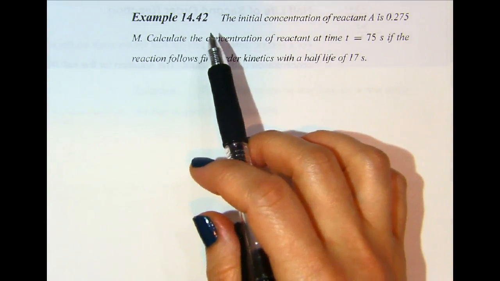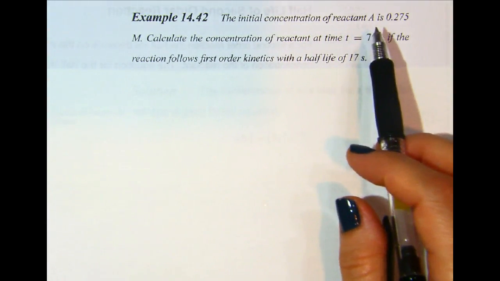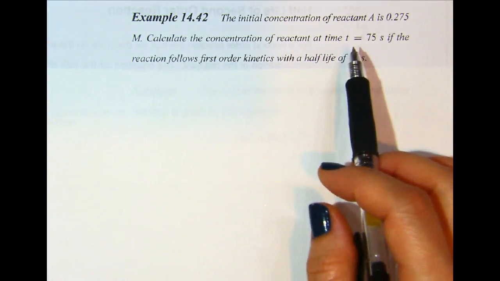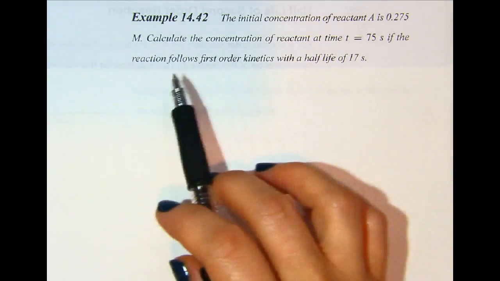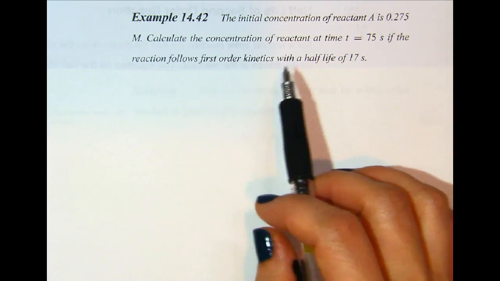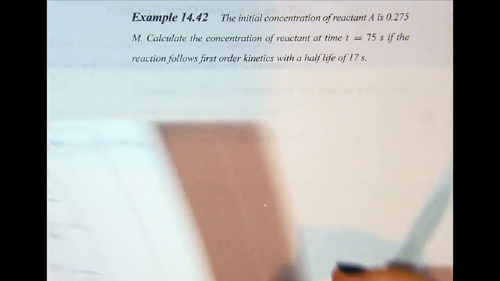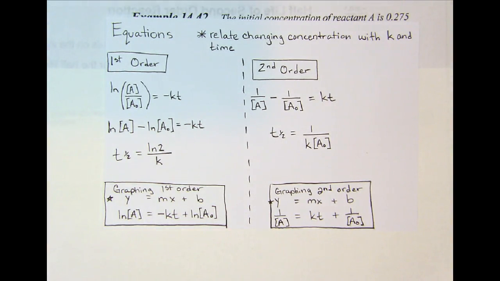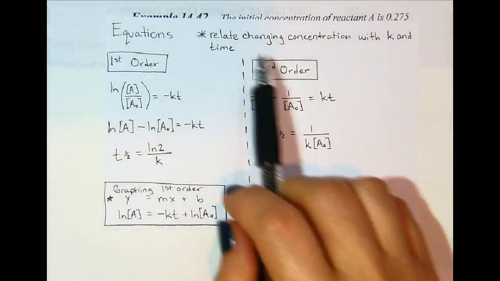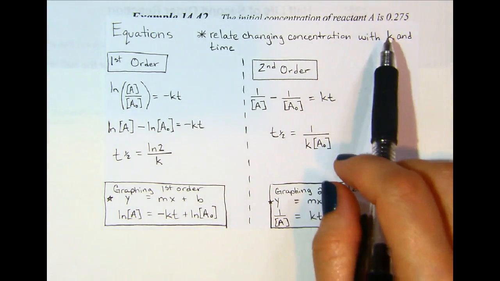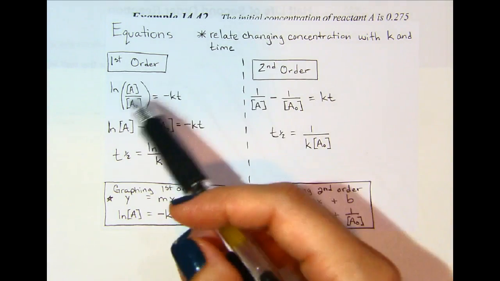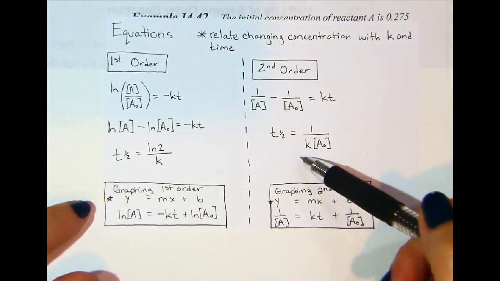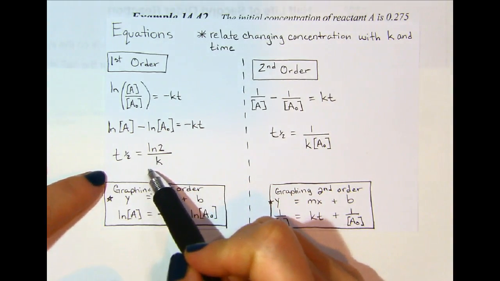Example 14.42: the initial concentration of reactant A is 0.275 molar. Calculate the concentration at time t equal to 75 seconds if the reaction follows first order kinetics with a half-life of 17 seconds. If you want, pause the video here and jot down this note card of equations. These are all of the equations having to do with change in concentration as it relates to the rate constant and time. Here are the equations that you need for the first order reactions and here for the second order reactions. So here's the half-life equation.